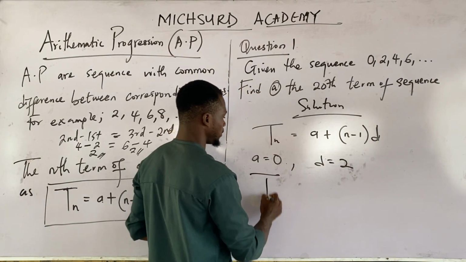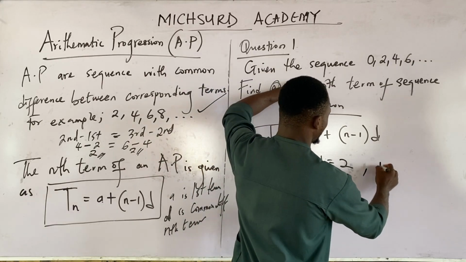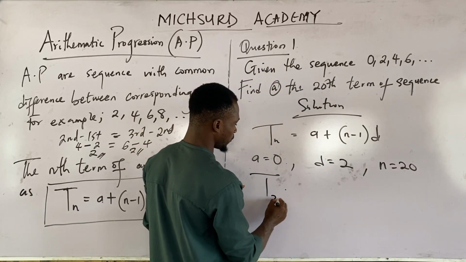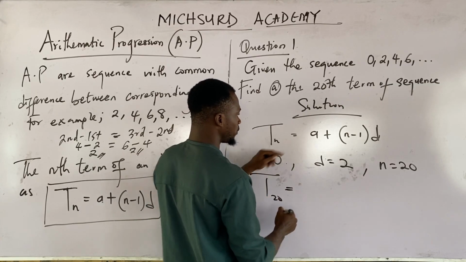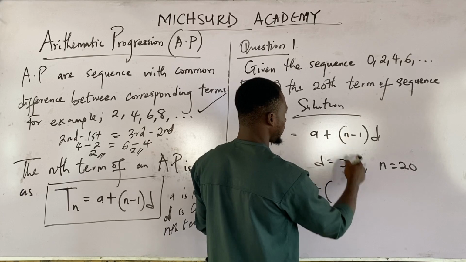So we have now this. This is T of n. Since we are looking for the 20th term, our n is equal to 20. So that means T of 20 will be equal to A, our A is 0, plus n. N is what?